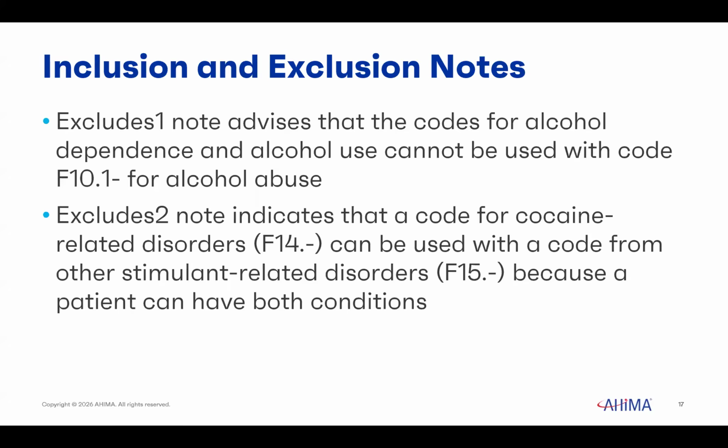That seems pretty straightforward. Again, Excludes 1, meaning it's mutually exclusive. They can't be both. There is an Excludes 2 note. For instance, code for cocaine related disorders from F14 code categories can be used with codes from other stimulant disorders. So, in other words, somebody could have two different stimulant disorders. If the documentation is for that, you can include them.